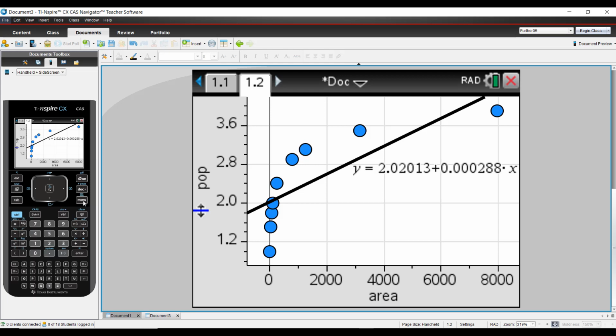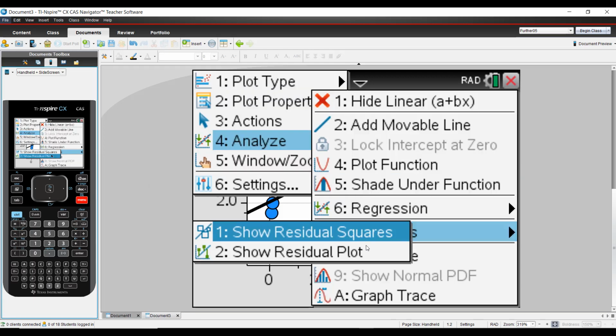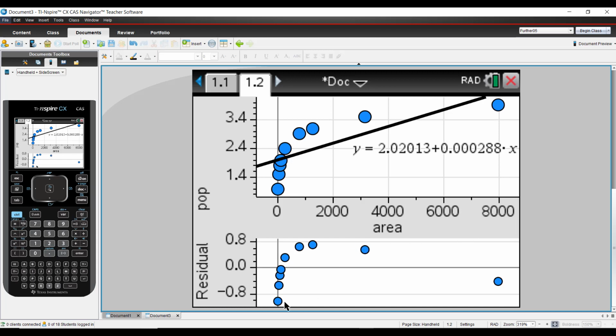Now, to confirm that, we'll hit the menu, analyze, look at residuals, and we'll do a residual plot as well. Clearly we see here the residual starts large negative, goes into the positives, and then back down to a negative, what I'd call a classical frowny face. So we probably are looking at some kind of transformation of this data being required.